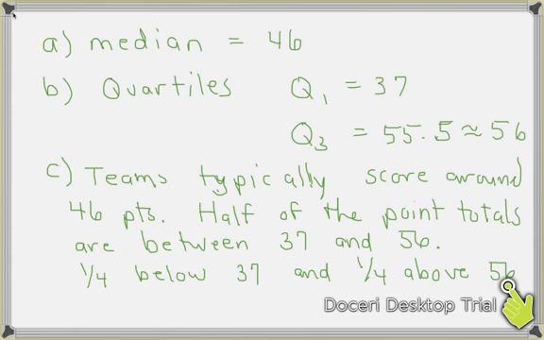And the C question is asking for you to write a description based on your 5 number summary. So what we can say with the information that we've been given is that teams typically score around 46 points. 46 is your median. We can say that half of the point totals are between 37 and 56 because that is your interquartile range. And then we can also say that about 1/4 of the scores will be below 37 and 1/4 of the scores will be above. So that is it for our quantitative summary review.